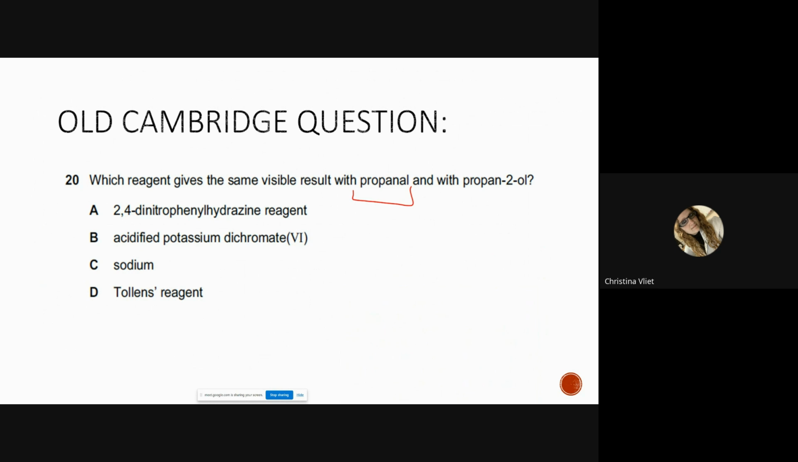Okay, careful attention to how we do this. What is propanol? CH3, CH2, COH. That's an aldehyde, right? That's what's important here. What is propan-2-ol? Really, the real question is, which of these reagents react with both?